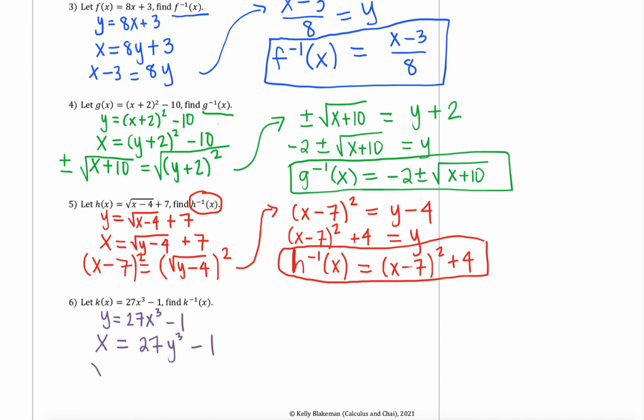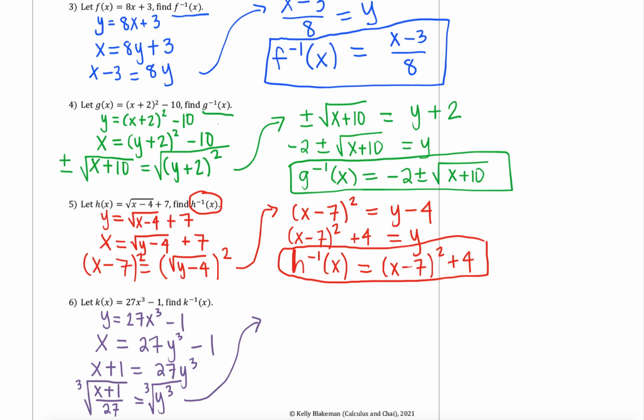So I can add the 1 over, get x plus 1 equals 27 times y cubed. From here, we can divide through by the 27 to get x plus 1 divided by 27 equals y cubed. Remember, both the x and the 1 are being divided because we're dividing each side of the equation. Now from here, to get rid of the cubed, instead of applying a square root like we did up above in 4 to get rid of the square, we need to apply a cube root because the cube root and the cube would cancel.